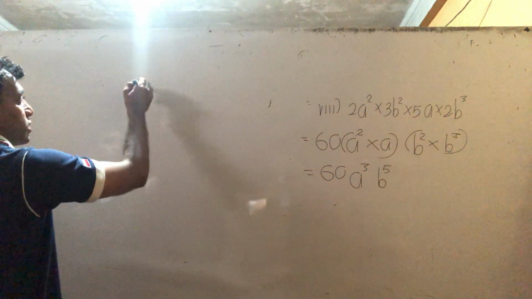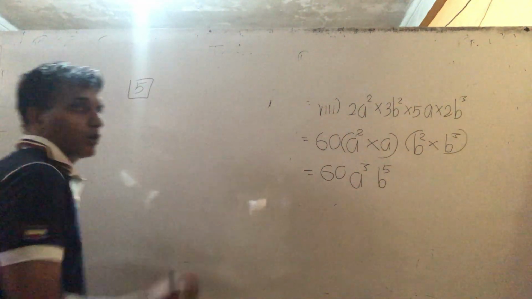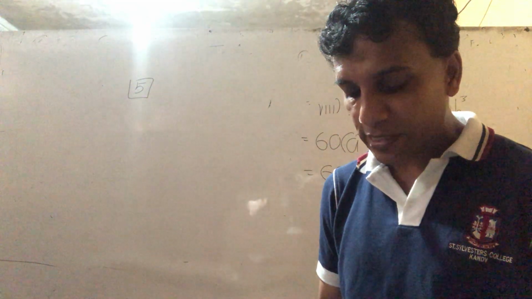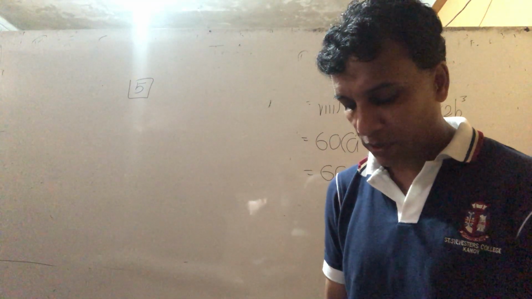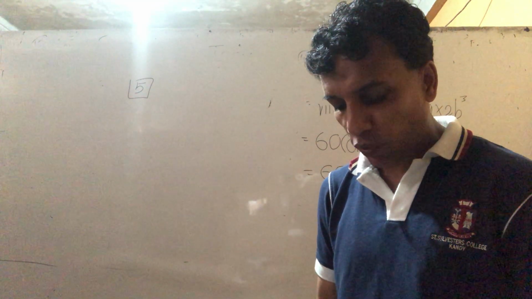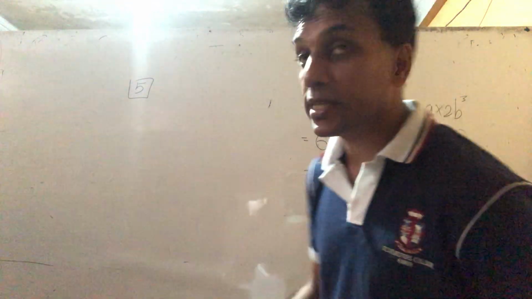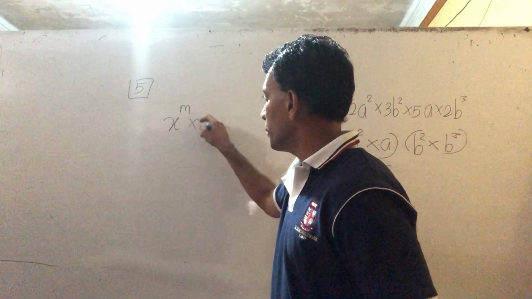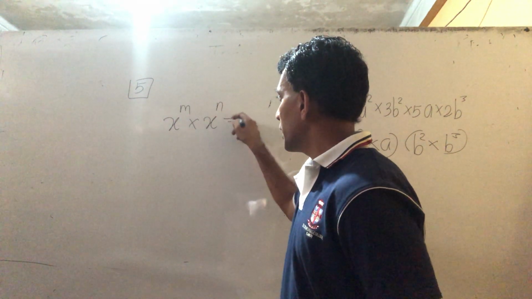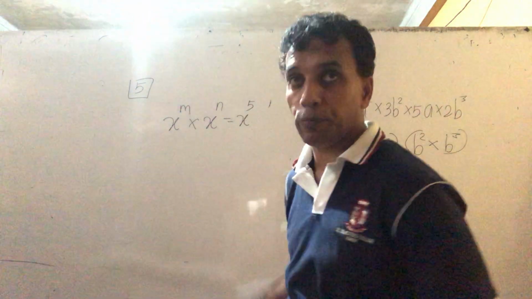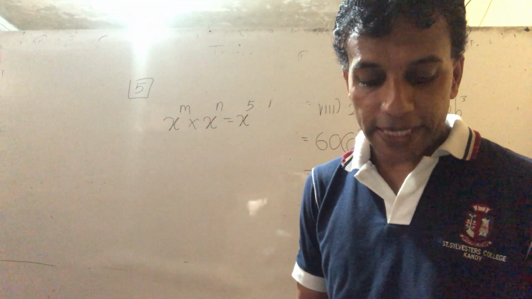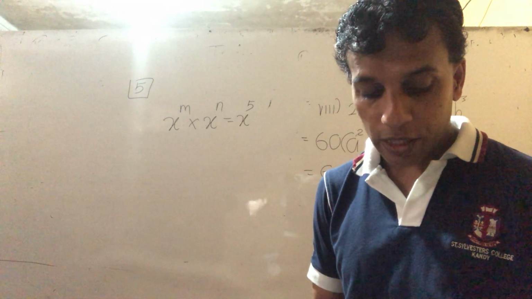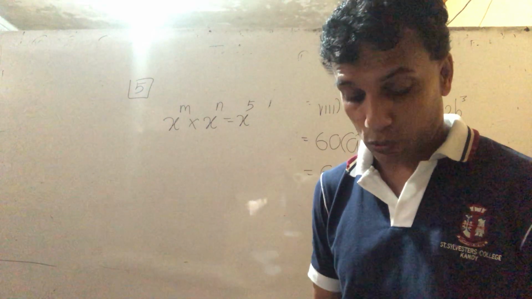Okay, next, what is question number 5? Problem number 5. A pair of positive integral values of m and n can be taken so that the equation x to the power m multiplied by x to the power n equal to x to the power 5 holds true is 3 and 5. Write all such pairs of integral values.